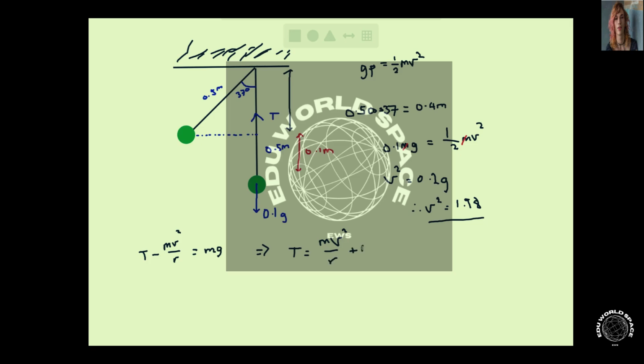plus mg. And we know that m equals 0.1 kilograms, as it's 100 grams. And we know what v squared is from the previous part of the question, as well as the fact that r equals 0.5. So we can simply plug these numbers into this expression here to obtain that the tension comes to 1.376 newtons.